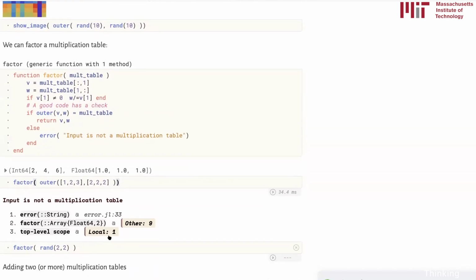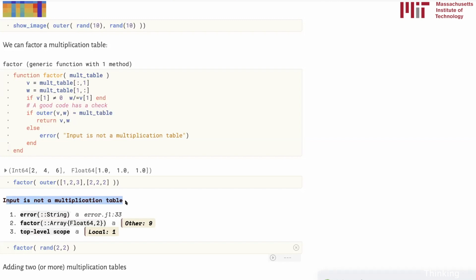Here's an example where I try to factor a 2 by 2 matrix. It's not a multiplication table, and my little error message kicked in and said the input is not a multiplication table, just as expected. So a multiplication table can be factored and stored, or possibly never even built. You could just store the factors, and that could be good enough. And again, if I have my V and W and I want to calculate the IJ entry, the moment I need it, I can compute V_I times W_J.